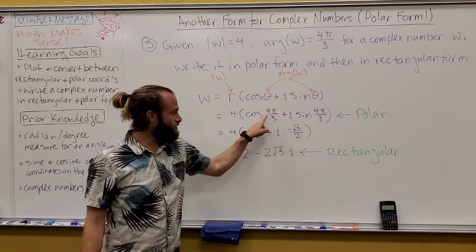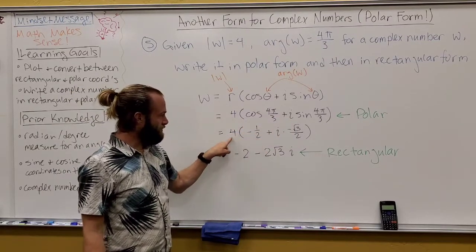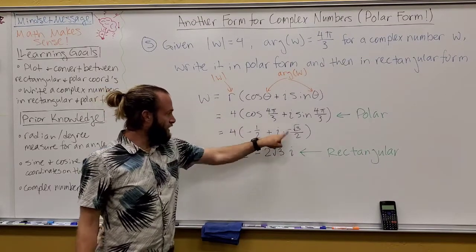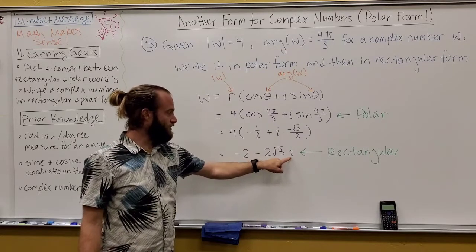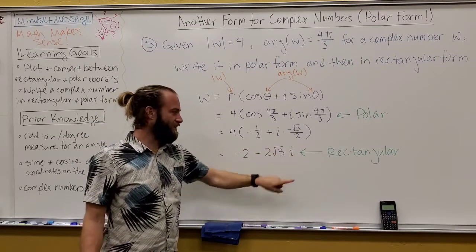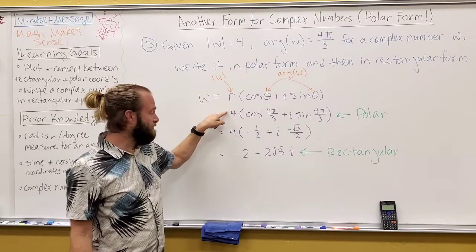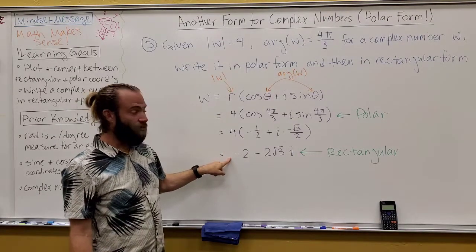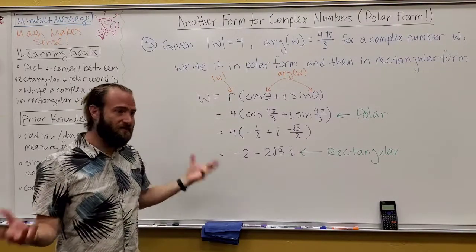We simplify the cosine and sine first, and then that 4 distributes in here, right? So 4 times negative 1/2 is negative 2, and 4 times this is going to be minus 2 root 3, and then in the rectangular form the i goes on the end. So here's my polar form right here, before we simplify it, and here is my rectangular form after we simplify that, okay? So that's the basics of everything we need to know.